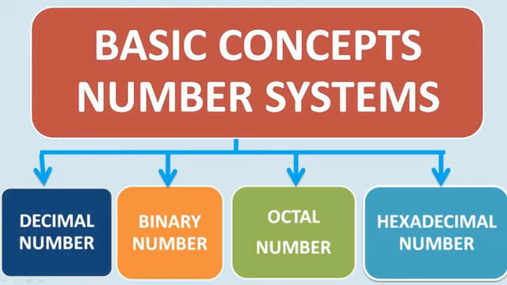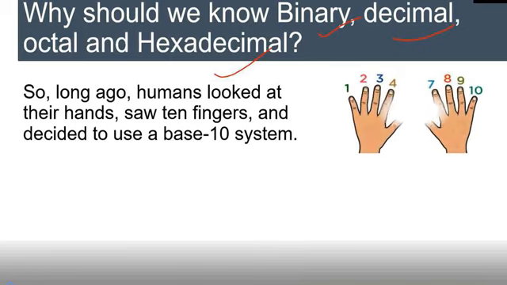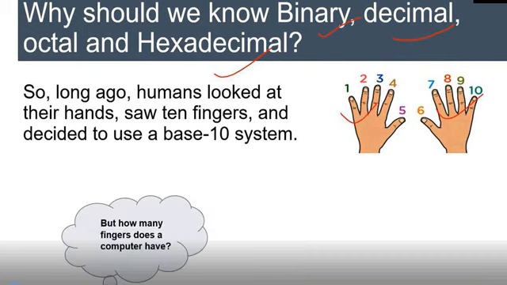As there are different types of number systems, we have to study basic concepts and number systems like the decimal number system, binary number system, octal number system and hexadecimal number system. Why should we know binary, decimal, octal and hexadecimal number systems? Long ago, humans looked at their hands, saw 10 fingers and decided to use a base 10 system. See here in the picture. But how many fingers does a computer have? Let's see.